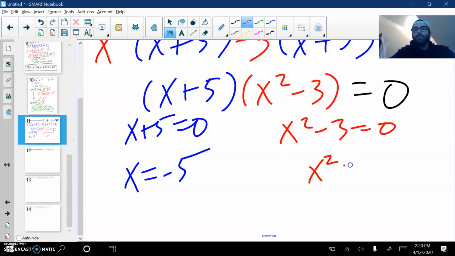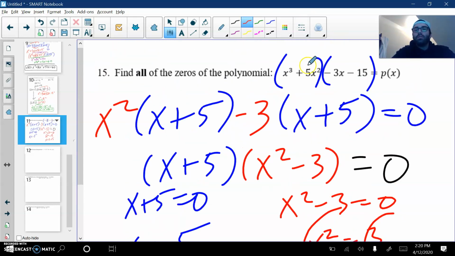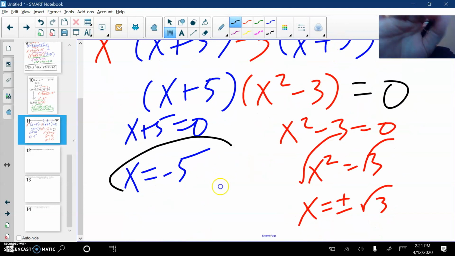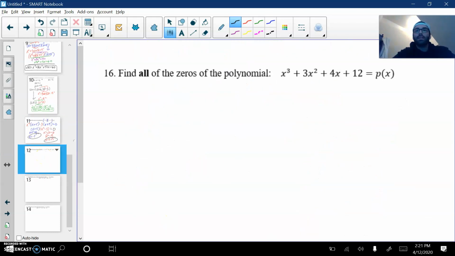X squared minus 3 equals 0. So x squared equals 3. Square root. So x equals plus or minus root 3. How many zeros do I have? I have 1, 2, 3. Started off with an x cubed. That's a good thing. Beautiful thing. I should have 3 zeros. There are my zeros. Wow. 3 more left. Hopefully I can get it done in 5 minutes. I doubt it though. So here we go.